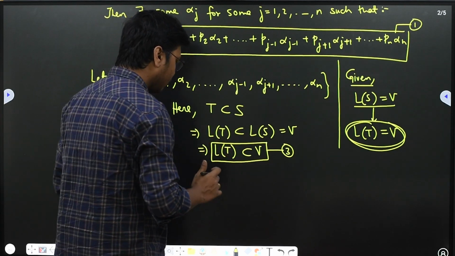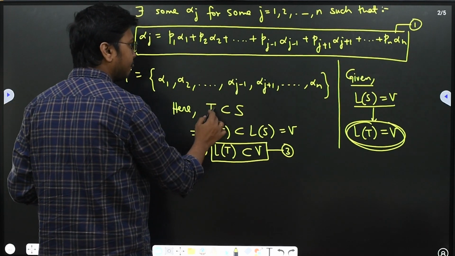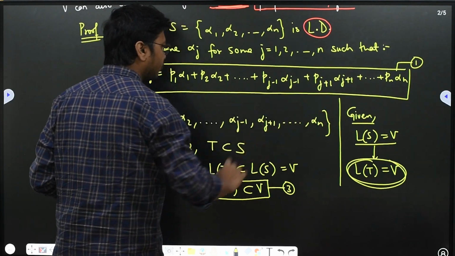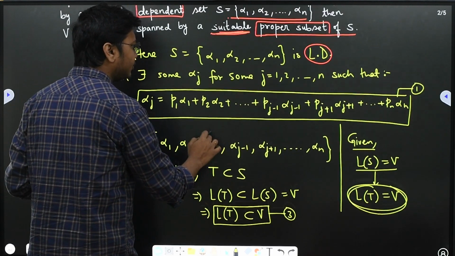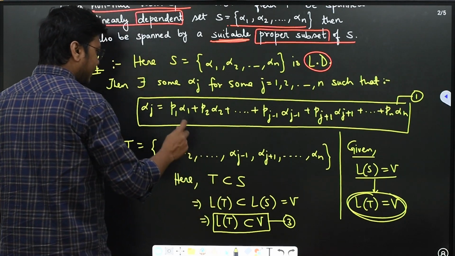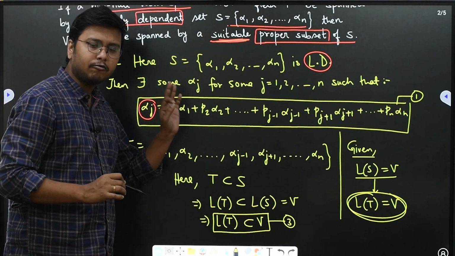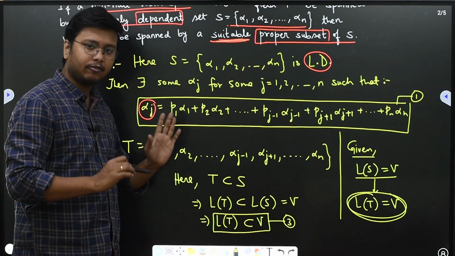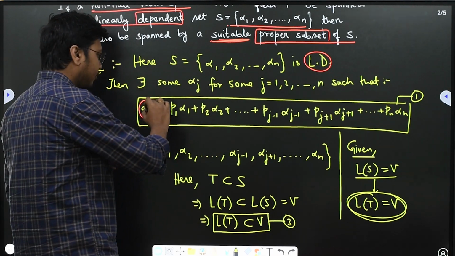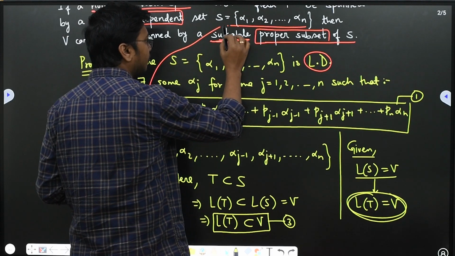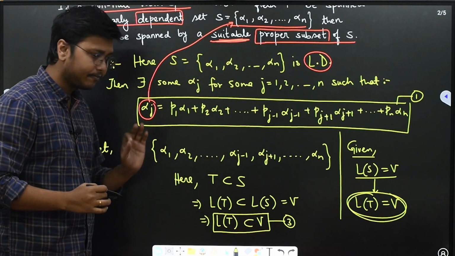Okay, now how can that be done? We can refer to equation number 1 over here. And you can all check one thing: alpha j, for any randomly taken value of j from 1 to n, whatever value, is nothing but an element of the S set, right?